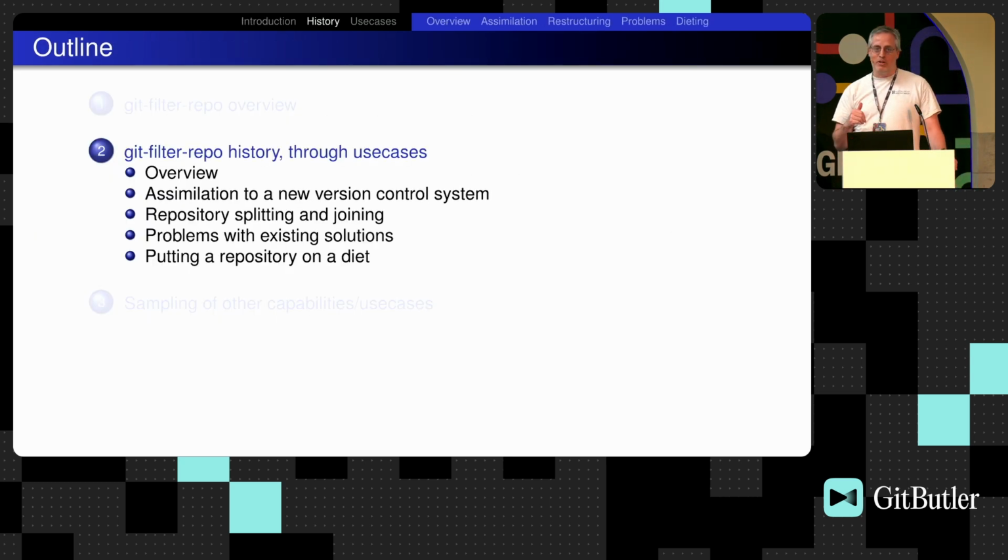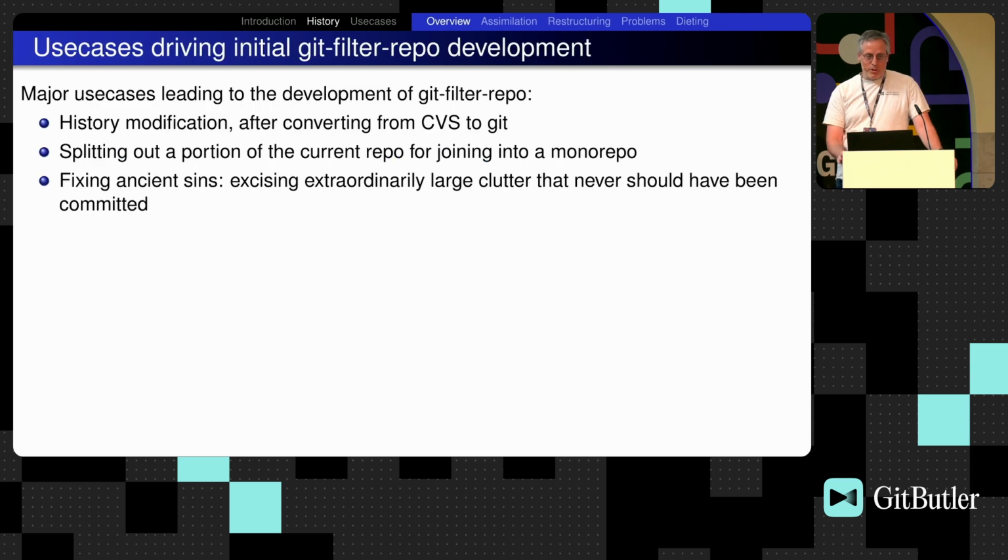So now I wanted to go a little bit into some of the use cases that led me to developing this tool. There were 3 major use cases that really led me to it. First of all, a couple companies ago, at Sandia National Labs, about 15 years ago, they were converting from CVS to Git. And instead of using CVS workflows inside Git, we wanted to really use Git workflows. And so I wanted to do some modifications to the repository around that.